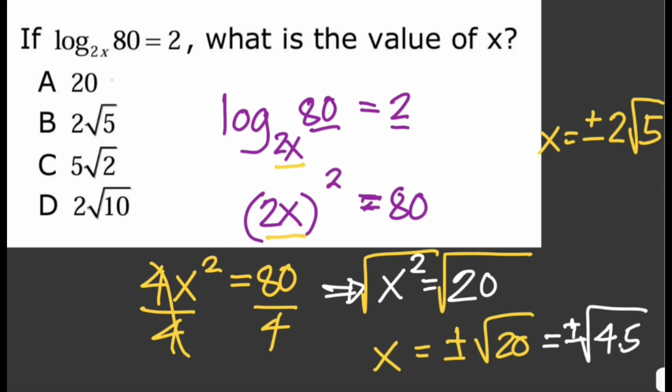So let's take a look at the choices here. We only have positive 2 square root of 5. Therefore, the answer here is letter B.